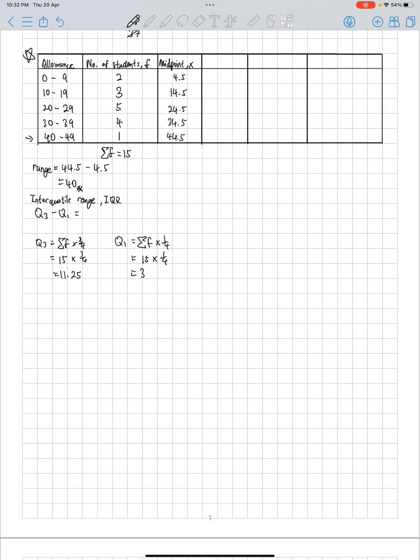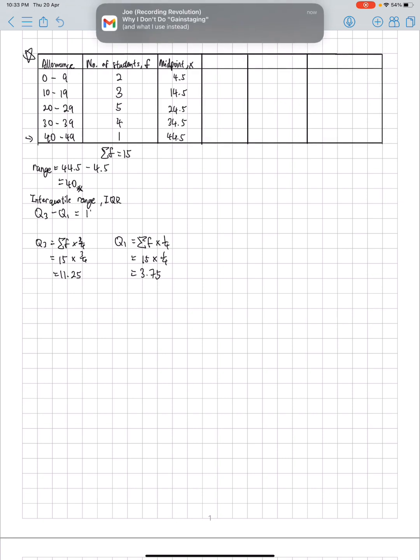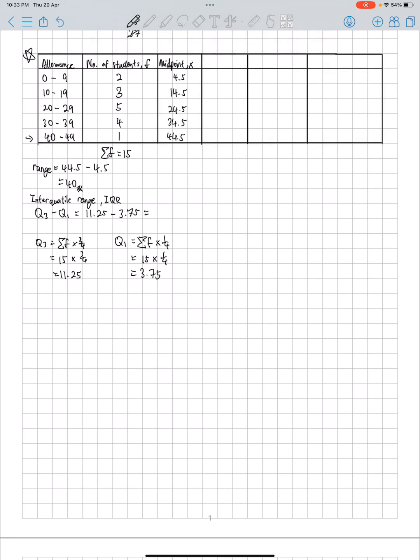So the answer will be 3.75. Okay, so Q3 minus Q1 equals 11.25 minus 3.75 equals 7.5. Okay, now let's go to the next thing, which is variance.